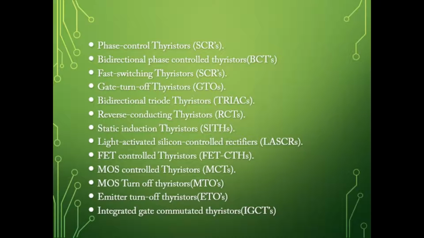All these types of thyristor are used for different applications. Their ratings differ, and their construction also differs. Out of these, GTOs and IGCTs are the ones which are highly used in high power applications. Let us see each of these thyristors in detail.